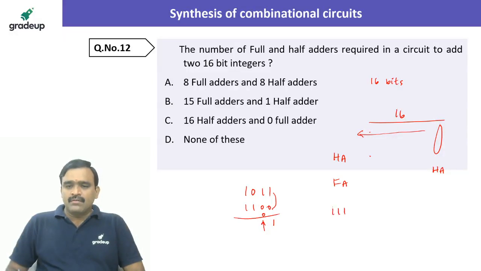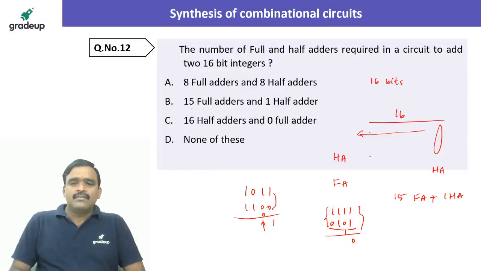Something like 1 1 1 1 0 1 0 1 for example. 1 plus 1 means 1 0. So now we got a carry, 3 bits must be added. For 3 bits, definitely a full adder. So 4 full adders and 1 half adder for a 4 bit addition. But 16 bit means we require 15 full adders and 1 half adder. So option B is the right option for this.